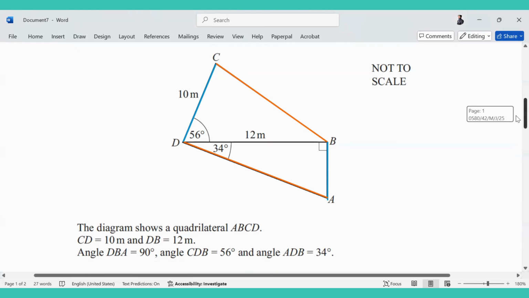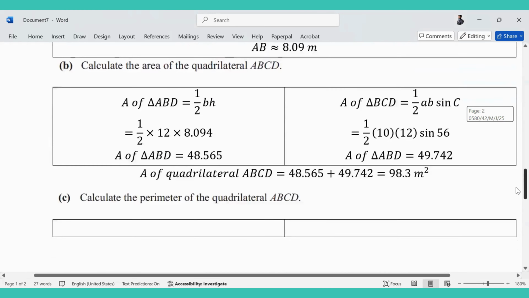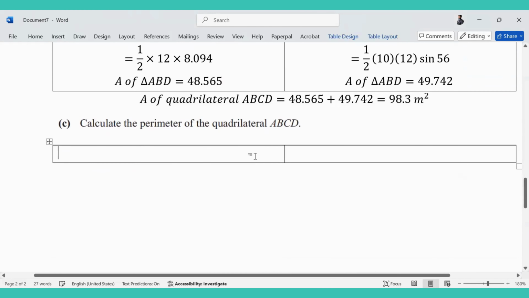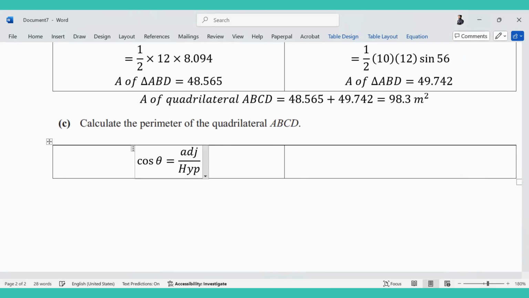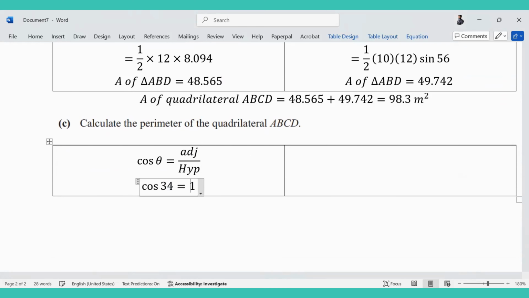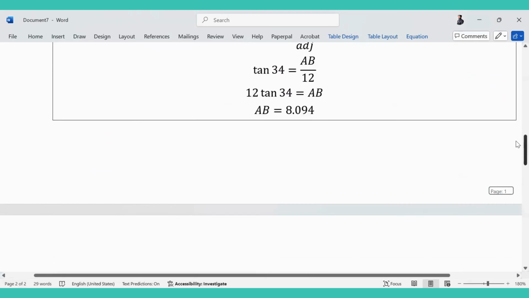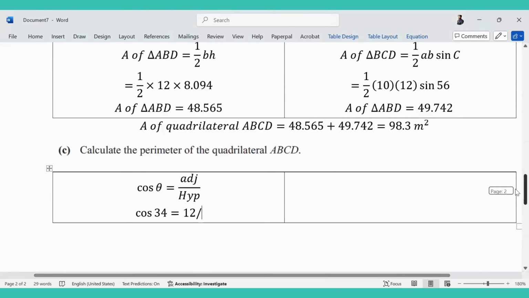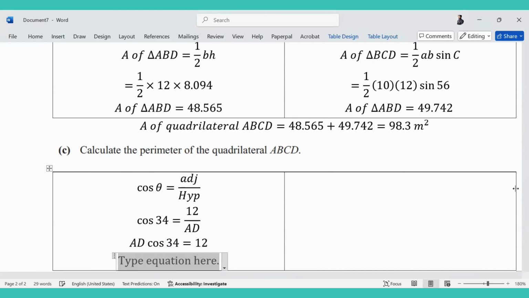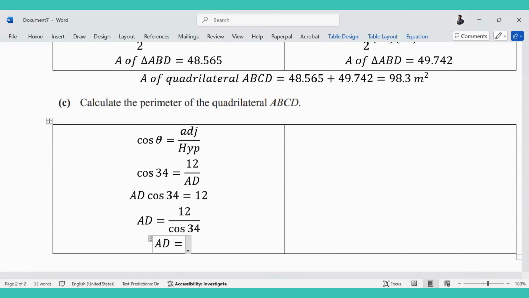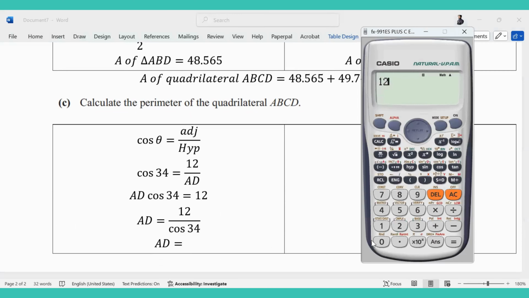And using the values provided, I will use cos theta, which is adjacent over hypotenuse. Cos 34, adjacent is 12. I do not know the hypotenuse, which is the length of AD, so I will call that AD. AD cos 34 is 12 and AD is 12 upon cos 34. Now you can use your calculators to find this length. 12 divided by cos 34.